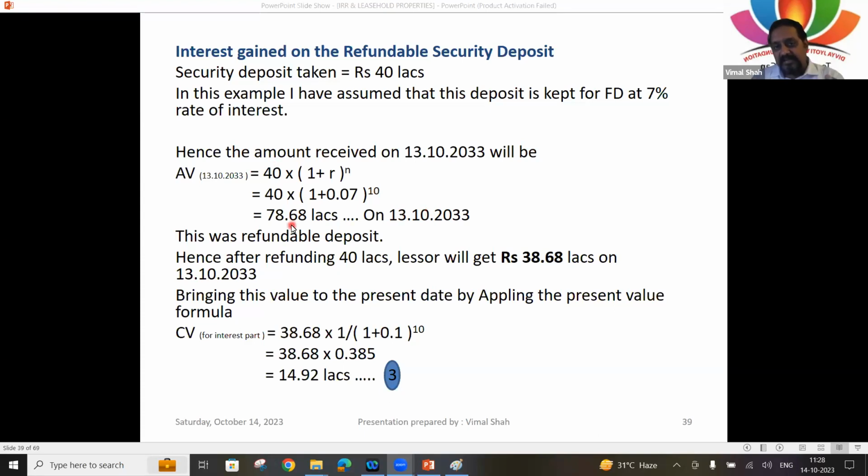Now, from this 78 lakh rupees, he has to refund back 40 lakh rupees. So what would be left with him? 38 lakh rupees on 13/10/23. But when will this 38 lakhs be received? In 2033. So again, that 38 lakhs you will bring to present value, and you can say this is his third interest in the property.